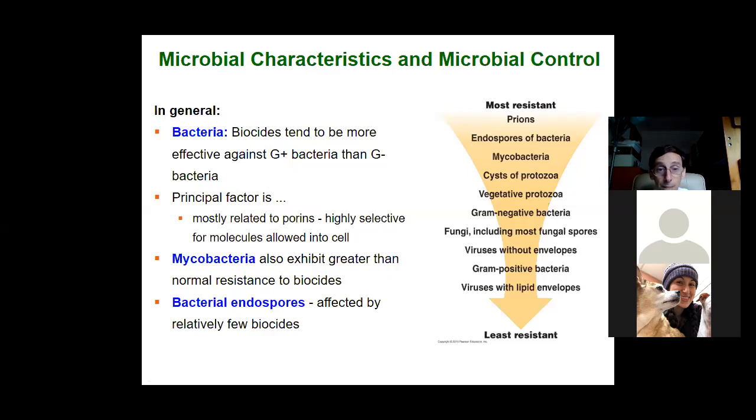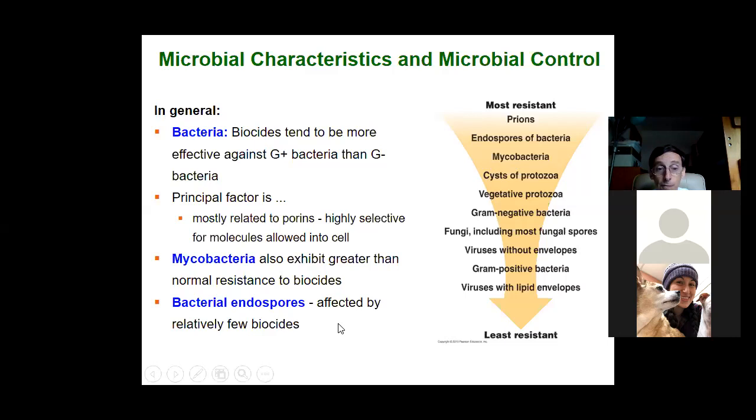Mycobacteria also are resistant to many of the biocides because of the mycolic acid in their cell wall, and that's why we have it way up here. But realize that things like alcohol are very good on mycobacteria.